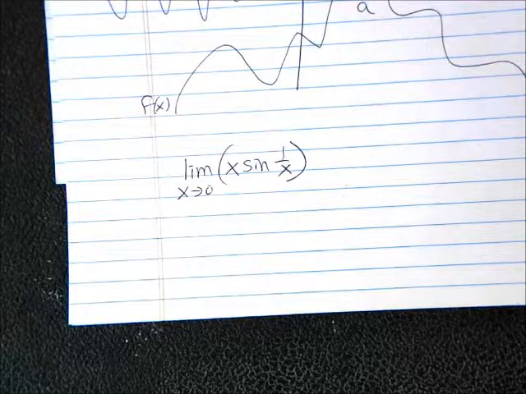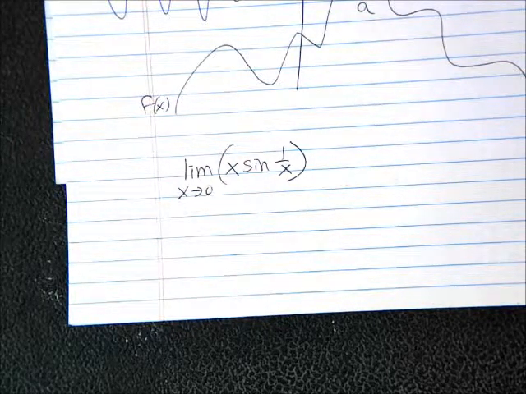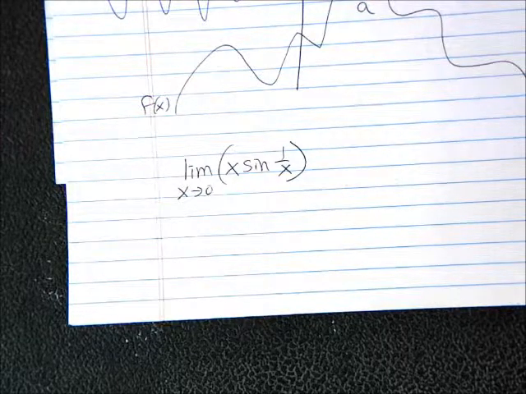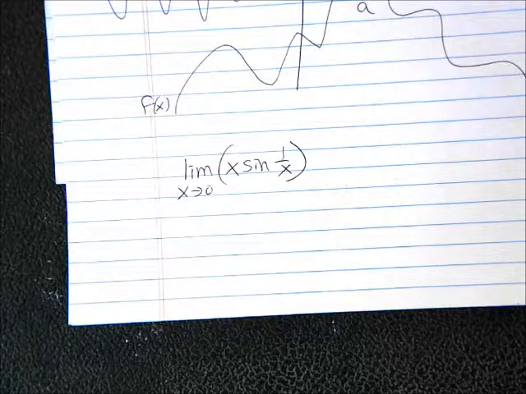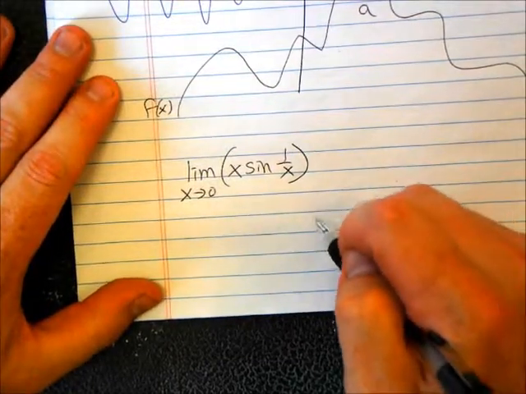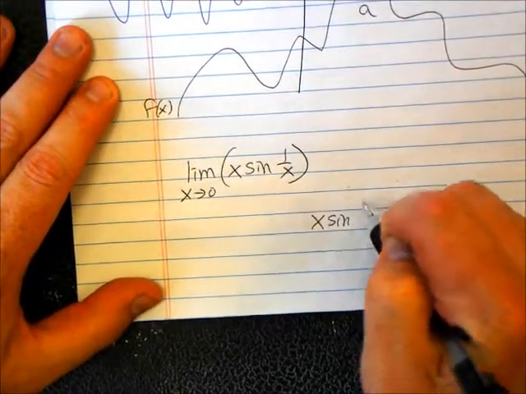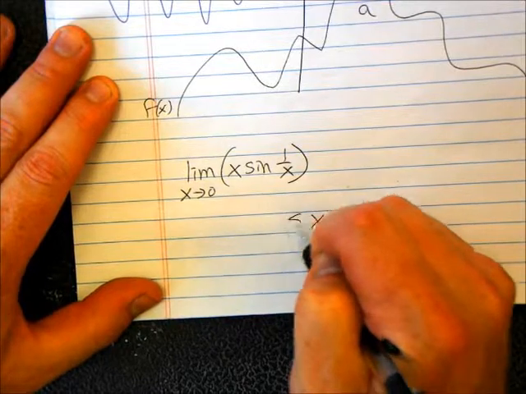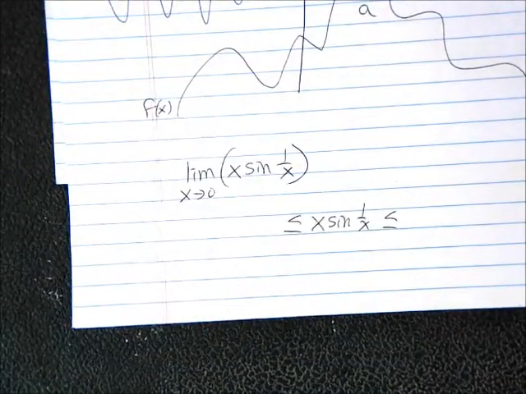Can I plug 0 into that function? Sure. No, I can't. Why not? Because I would have 0 on bottom, so I can't just go ahead and plug 0 in. So what I'm going to do is take this thing, x sine 1 over x, and squeeze it in between two pieces of bread.